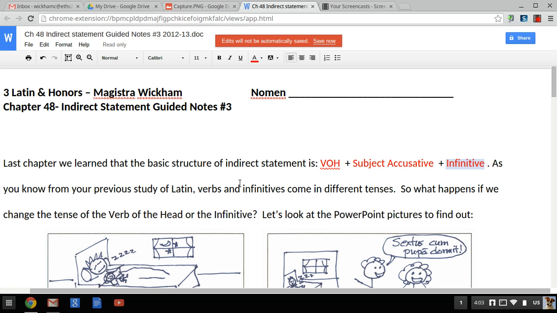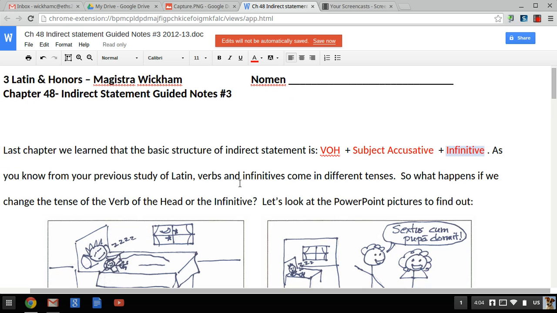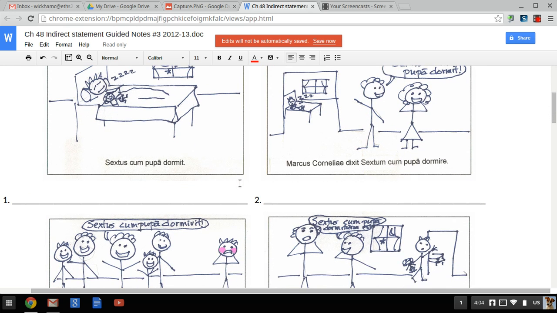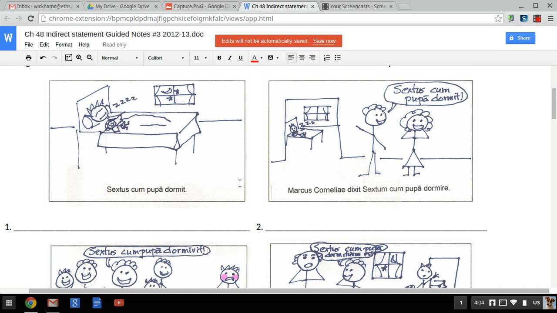As you know from your previous study of Latin, verbs and infinitives come in different tenses. So what happens if we change the tense of the verb of the head or the infinitive? Let's look at the PowerPoint pictures to find out. So what's nice about these pictures is that they start with a direct statement. What is our direct statement? Hopefully you can see here that it says, Sextus sleeps with a doll. And you can go ahead and put that into your notes.